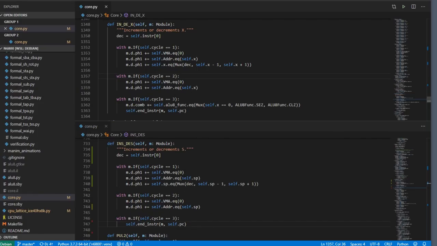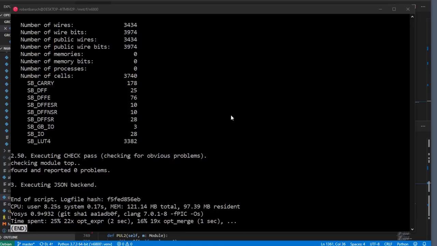Okay, so this is the first phase. I've made both of them look identical except for the register that they use and for the flag setting bit. So let's just rerun synthesis and see what happens. Okay, well, in doing that, I've eliminated 14 LUTs, so that's something.